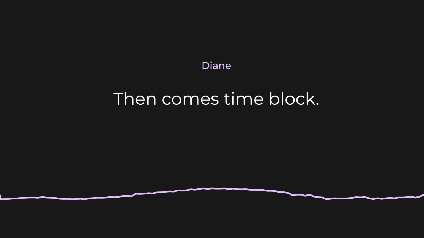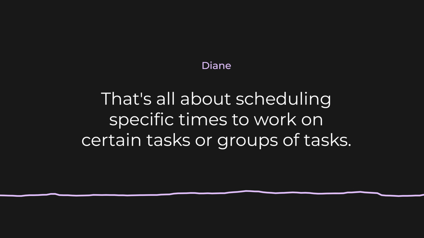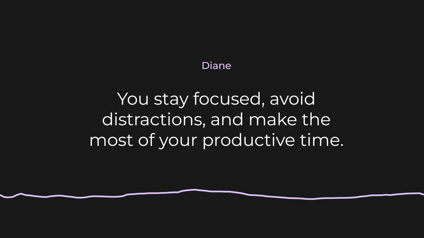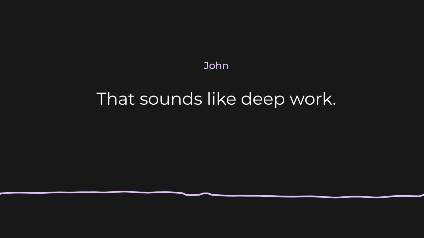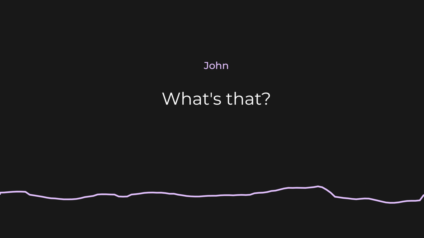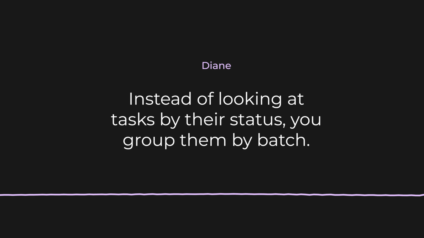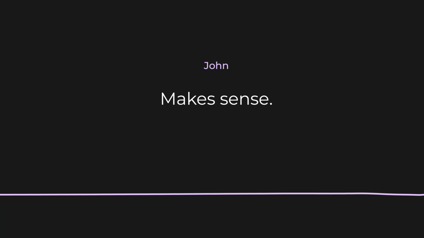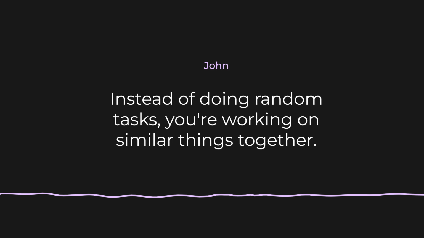Exactly. Then comes time block. Time block. That's all about scheduling specific times to work on certain tasks or groups of tasks. So you're not jumping around all over the place. Right. You stay focused, avoid distractions, and make the most of your productive time. That sounds like deep work. It is. Consolidate. What's that? That's about putting similar tasks together. Instead of looking at tasks by their status, you group them by batch. So you get a clearer picture of what you have to do and can plan your time better. Makes sense. Instead of doing random tasks, you're working on similar things together.